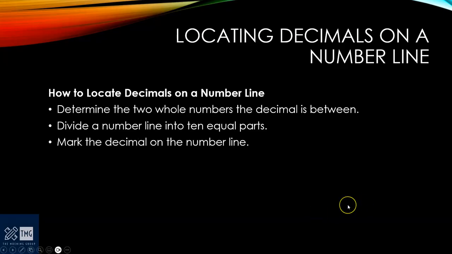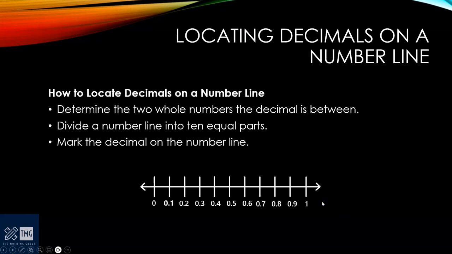We're going to mark the decimal. Where does it fit between those tenths? And then we will have our location. So here, as an example, if our whole numbers are 0 and 1, based off this number line, you can see how we have 0.1, 0.2, 0.3, all the way up to 0.9. And this gives us, between the boundaries of 0 and 1, some locators. And then we can decide where the number goes.